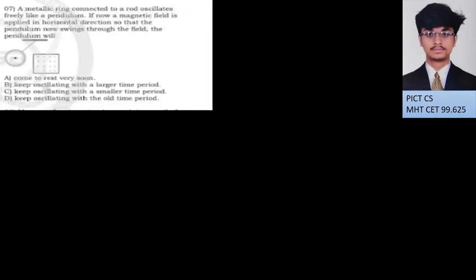Alright, so next question. A metallic ring. Let's consider this is the ring given. This is a metallic ring connected to a rod which oscillates freely like a pendulum, and we have given a magnetic field here. So what is asked? If a magnetic field is applied in the horizontal direction so that the pendulum now swings through the field, the pendulum will, which of the 4 options is correct?